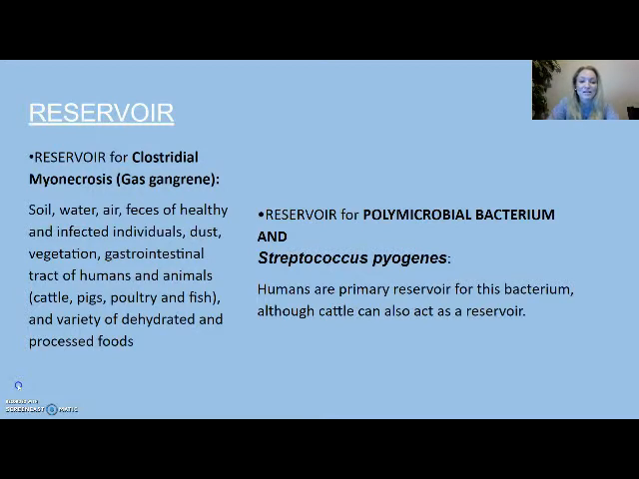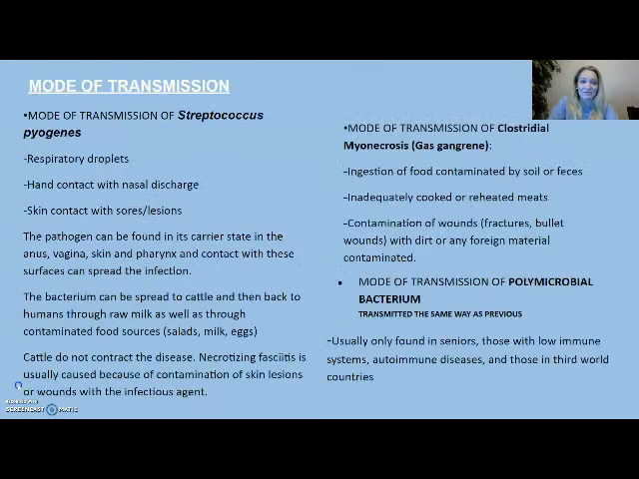For reservoirs, humans are the primary reservoir for Streptococcus pyogenes, as well as polymicrobial bacteria, although cattle can also act as a reservoir. For Clostridial myonecrosis, gas gangrene, it can be found in soil, water, air, feces of healthy and infected individuals, dust, vegetation, gastrointestinal tracts of humans and animals, and a variety of dehydrated and processed foods. So even if your food has been dehydrated or processed, you get it from the store, if it was already contaminated, then you can still contract Clostridial myonecrosis or gas gangrene.